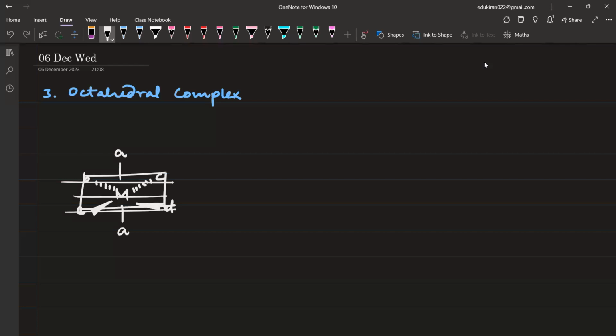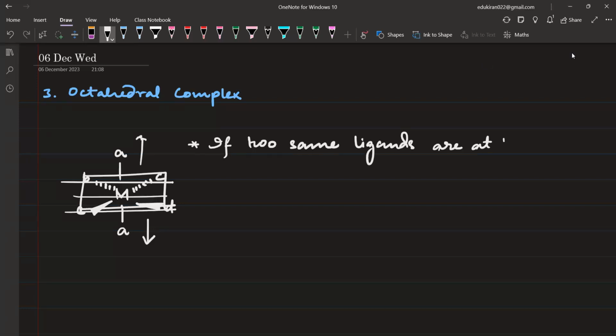So this is one plane, and you can see that above this plane we have A, and below this plane we have A. So from this we can conclude that if two same ligands are at 180 degree, then a plane of symmetry exists and optical isomer will not exist.